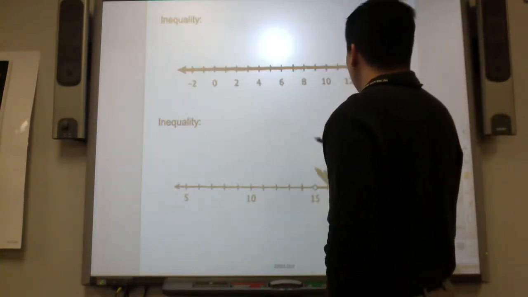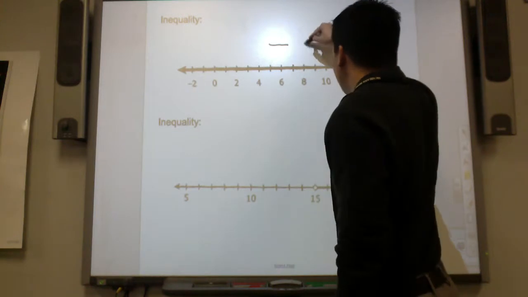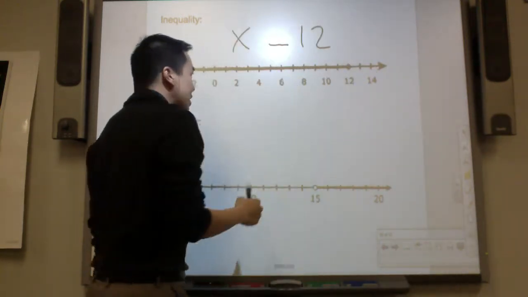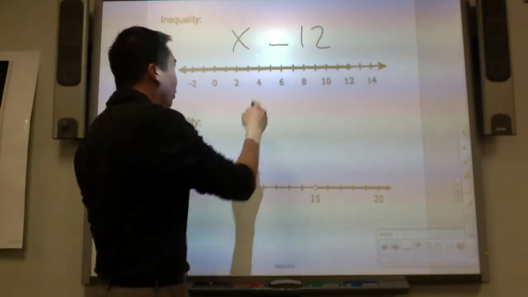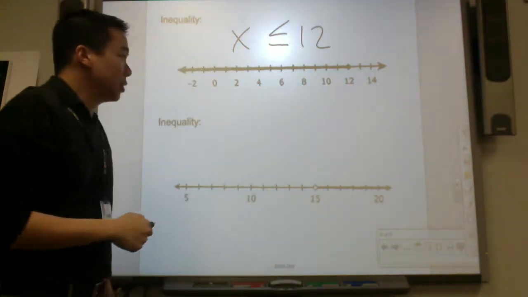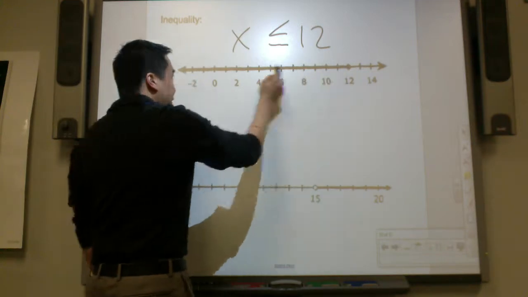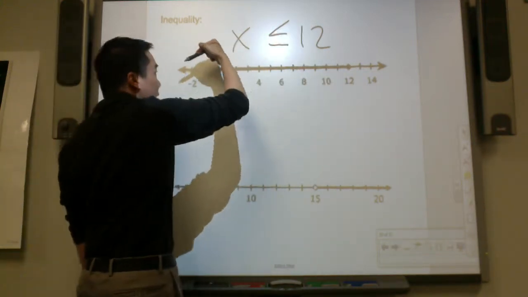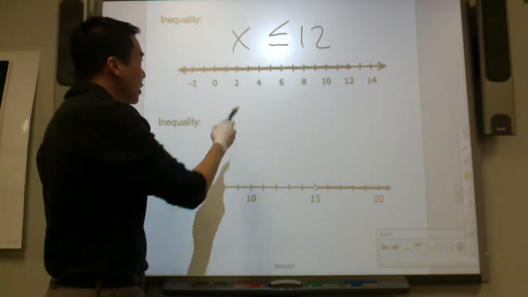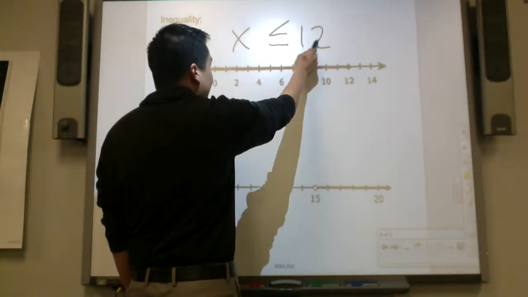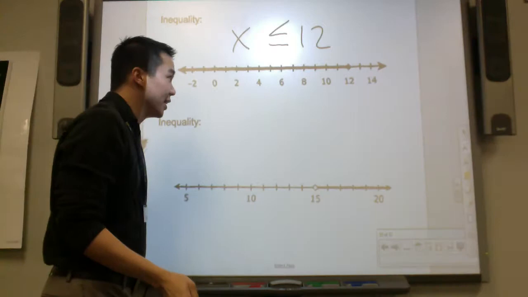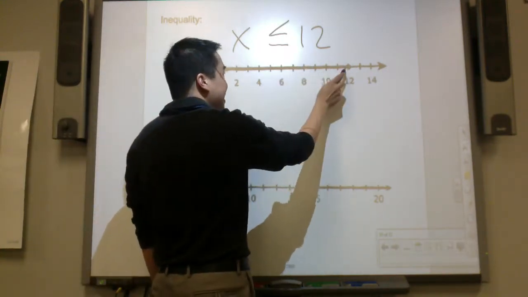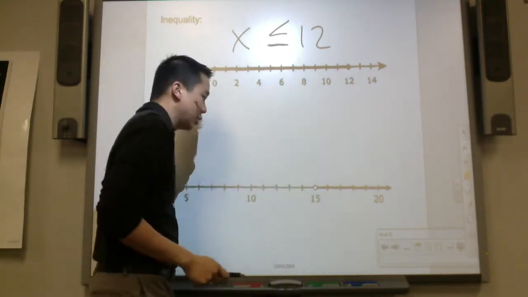And this one is a closed dot, and it's 12. So it's naming numbers that are less than or equal to 12. The arrow is pointing this way, so that's why my arrow is pointing that way. So let's check our work. Is 8 less than or equal to 12? It is. Is 0 less than or equal to 12? It is. Again, it is a closed dot. It's including 12. That's why I drew this equal to.